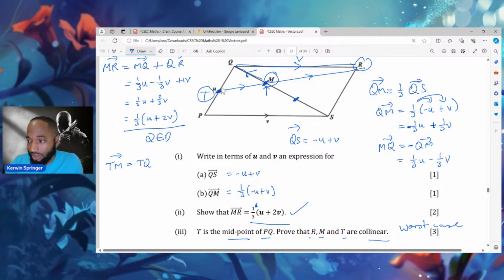Stay with me. T to Q. And then I need to add Q to M, both of which I know. T to Q is a half of U. Yes, class? Half of U, because the whole thing is U. So T to Q will be half of U. Q to M was found somewhere already. Look here. Q to M.